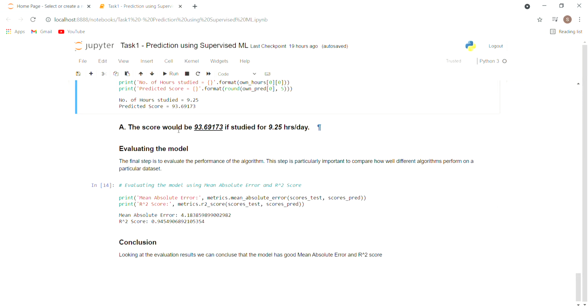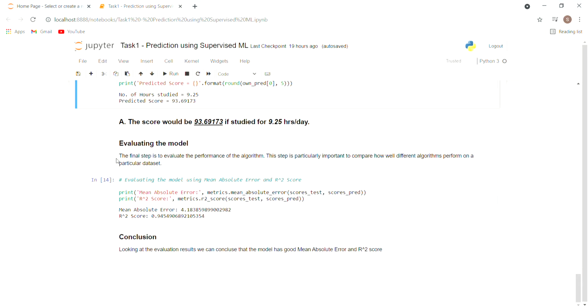So the final step would be evaluating the model that we have created. For evaluation purposes, I've used two metrics here, which are mean absolute error and R squared score. In this scenario, we have the mean absolute error as 4.183, which is minimal, and the R squared score is 0.94, which is again a great score. The best score would be 1, and in this case it is 0.94, nearly 1.